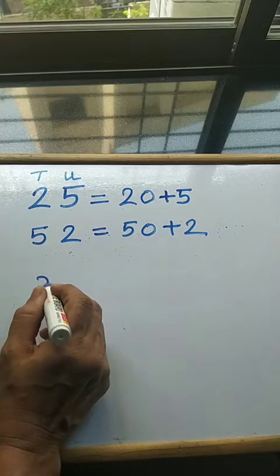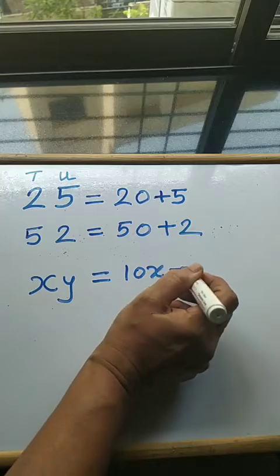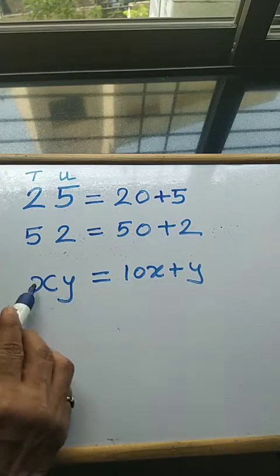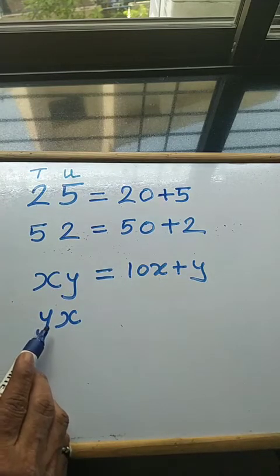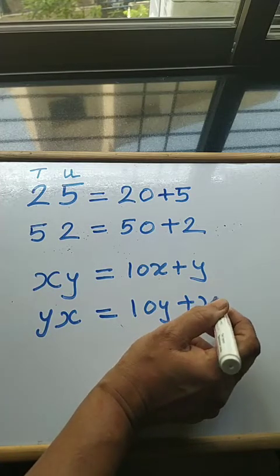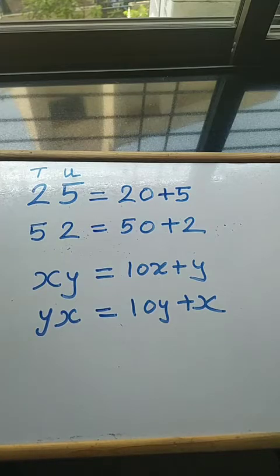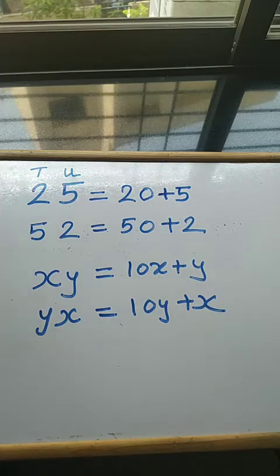So I'll take an example where we write xy and then it will be 10x plus y. Suppose I interchange the digits, this becomes yx. And how do we write yx in expanded form? We write it as 10y plus x. So this is all that I want you to know about two-digit numbers, and how to assume x or y and how to write it as an expanded form number.